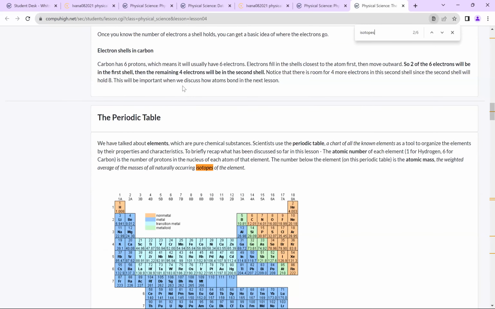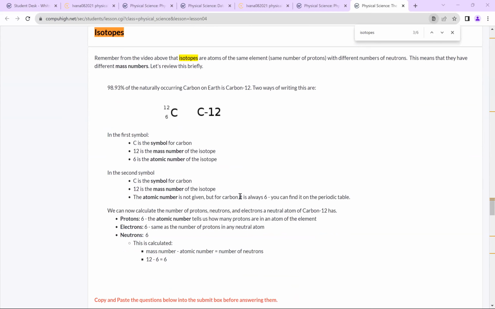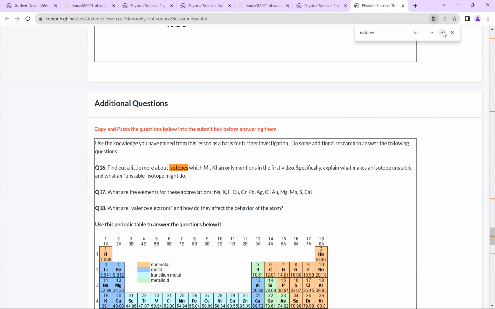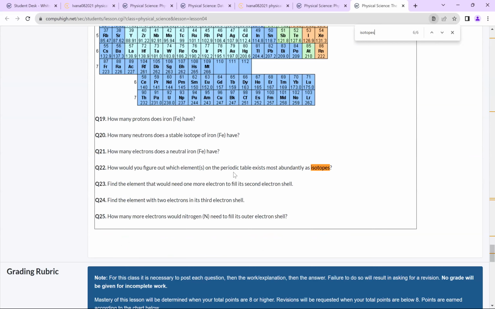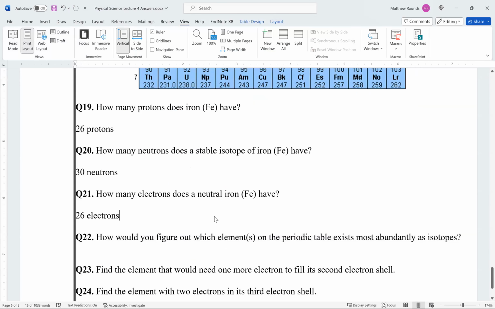Isotopes. I'm just looking for... Oh, it just says, how would you figure out? It's not actually asking you to determine it. I misread that. That's a common thing to do here. So let's go back to the other screen. This is straight from the notes here. Let me go and find it, and I'll snip it in. Isotope. Oh, it doesn't actually tell you. Okay.